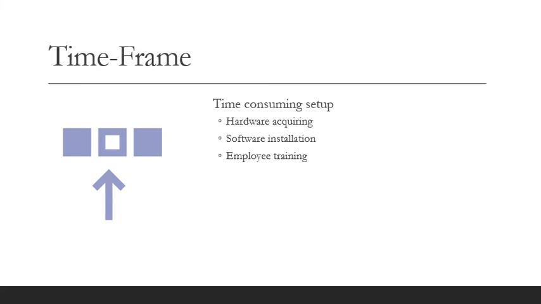So now let's talk about the time frame. Implementing all these different things is of course going to take some time. The hardware acquisition is going to take time, as well as the software installation, and then of course the employee training. Employee training generally lasts anywhere from 2 to 3 weeks, depending on how quickly they learn the system.